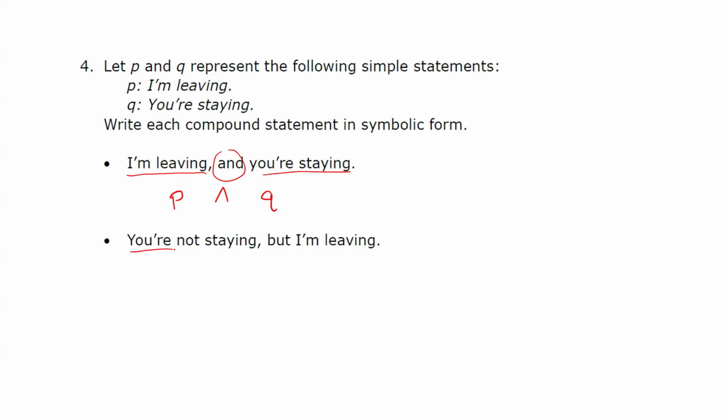Next, you're not staying, but I'm leaving. So if you recall back to when we were listing out the other common English translations, but is another way of saying and. Okay. So our first statement, we have a not. Okay. So not staying, you're not staying. So your staying is Q. So not staying would be not Q. And then I'm leaving is the statement for P.